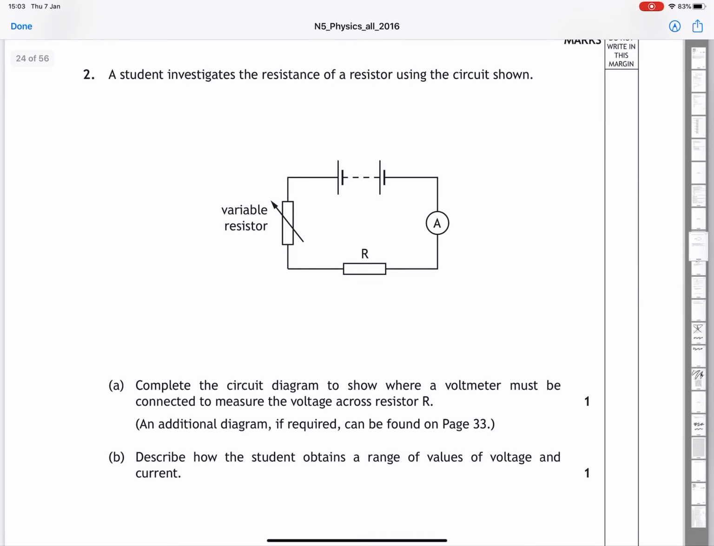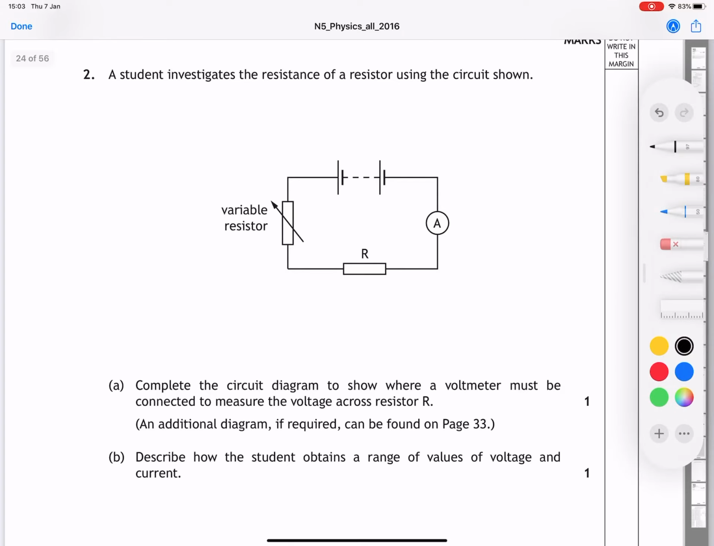Right, a little bit of electricity. Complete the diagram to show where a voltmeter would be on a resistor. Resistor is this thing down the bottom. Variable resistor, you've got an ammeter. Ammeters are in series. Voltmeters need to go in parallel. So either side, because it's measuring the potential difference, either side of the resistor, so you get 1 mark for that.